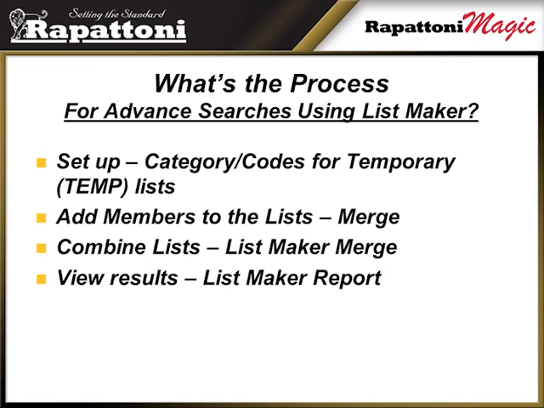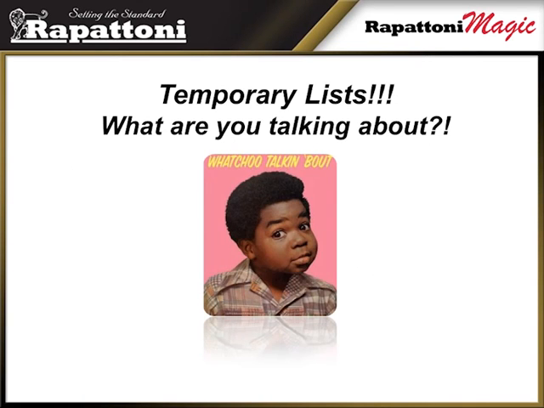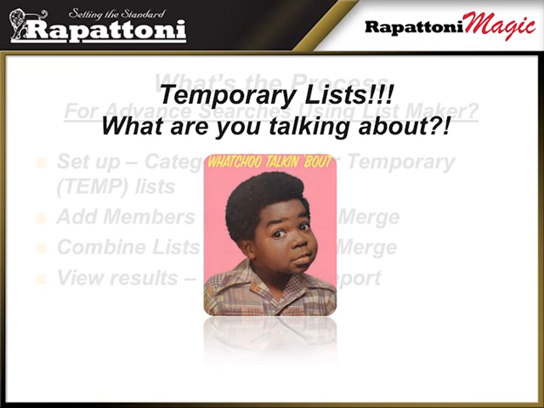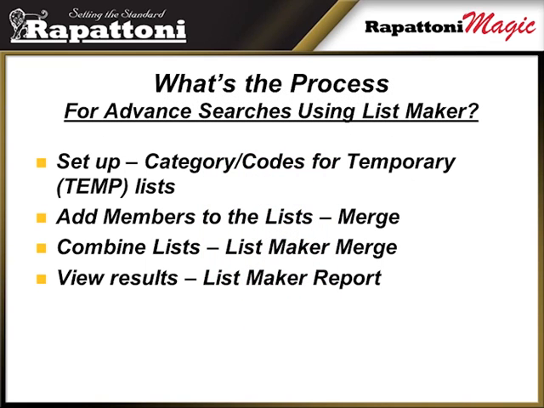Here's our next step then. We're going to show you the mechanics of how that works in Magic. So the process for advanced searches using ListMaker: first step, you're going to set up your categories and your codes for temporary or temp lists. Temporary lists? What are you talking about, Diane? Common question here. Temporary lists are going to be the two lists you create to pull the separate sets of data, being the GRI designation through your designation merge and the non-contributors through your non-contributor merge. Those are going to be separate lists we're going to pull together into one using ListMaker. So we just keep them around temporarily, and when we're done, throw them away. Exactly. That's exactly right.